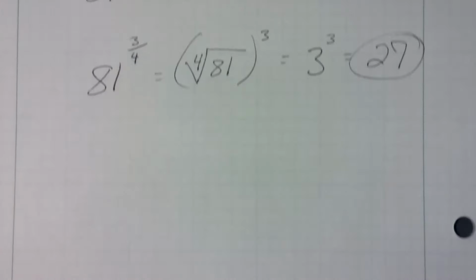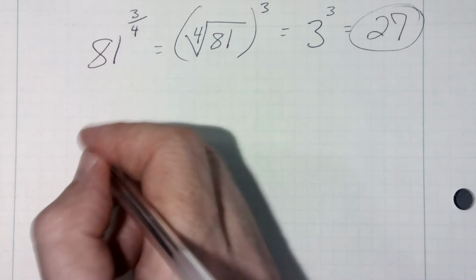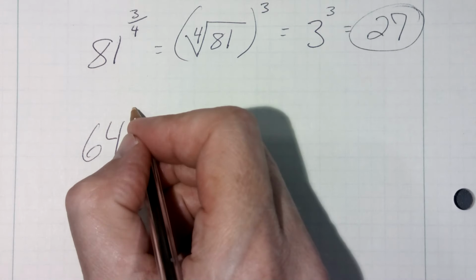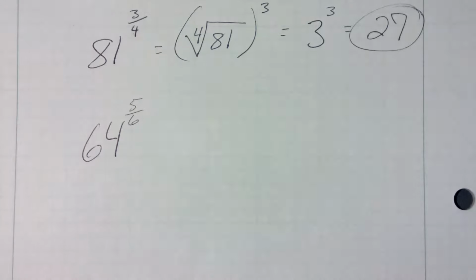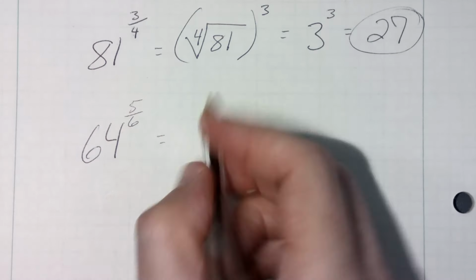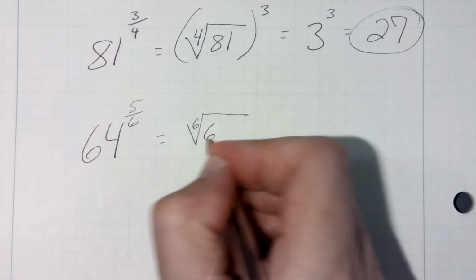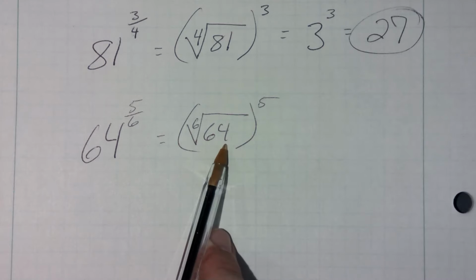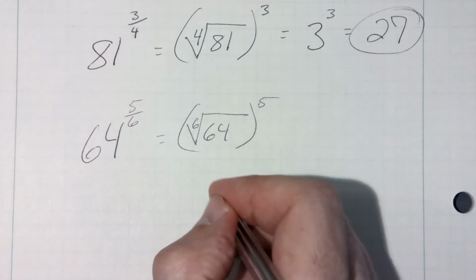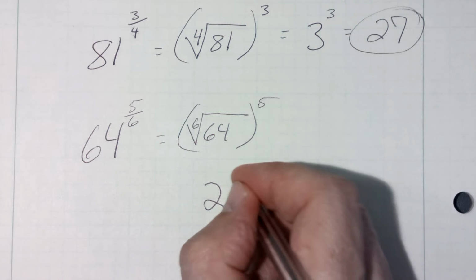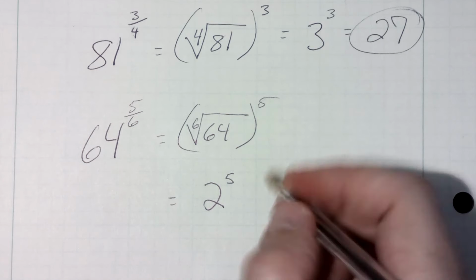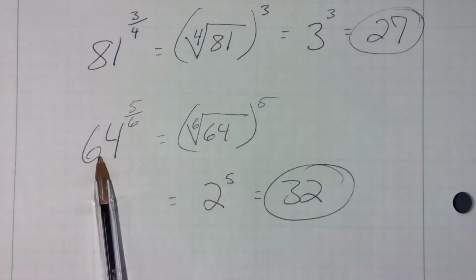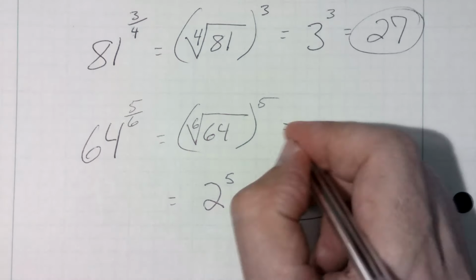Let's do one more very quickly. Let's do 64 to the 5/6 power. That's basically the sixth root of 64 raised to the 5th power. What is the sixth root of 64? If you take the time to think about it, I'll bet you'll come out with it being 2. And I'm going to raise that now to the 5th power. 2 to the 5th power is 32. So 64 to the 5/6 power is equal to 32.